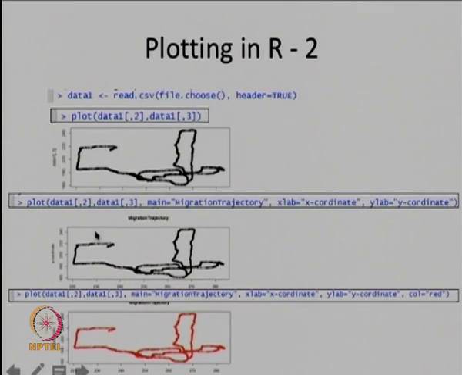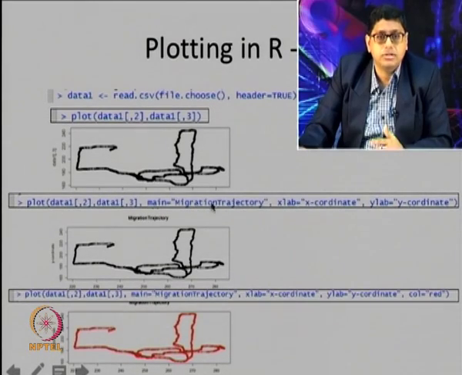I can also give a title to this particular plot, which is migration trajectory, which appears here. I can set my limits. So, x lab, so I can set my labels. x lab is x coordinate, y lab is y coordinate, you can enter here. What you can also do is play with the color of this particular trajectory. What you see here is col equal to red, meaning essentially we are resetting this trajectory color to red.